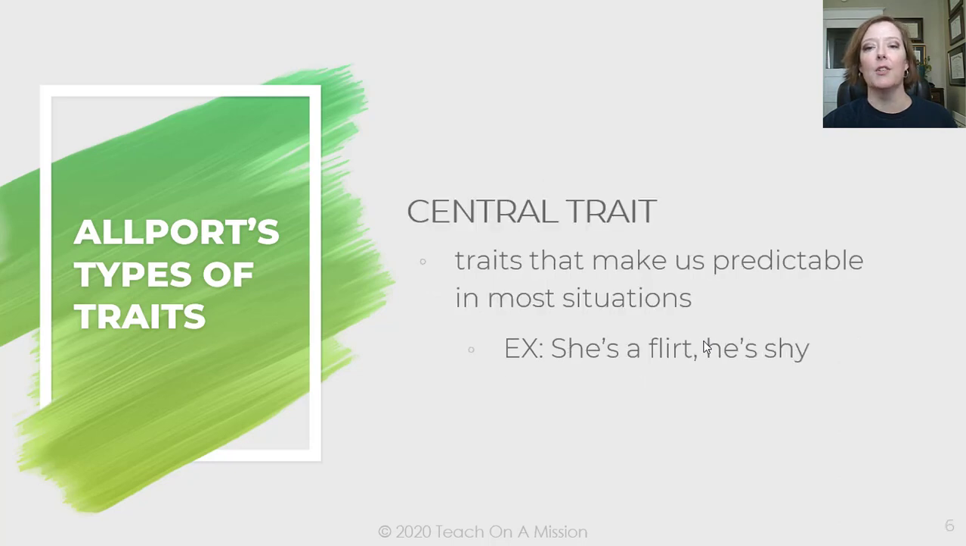A central trait is a trait that makes us predictable in most situations. For example, she's a flirt, or he's shy, or that person's really outgoing, or that person's extroverted, or that person is funny. So these are central traits that people are known by.